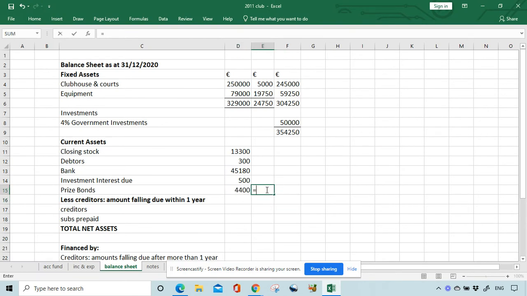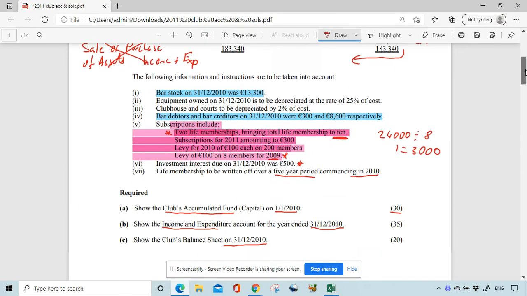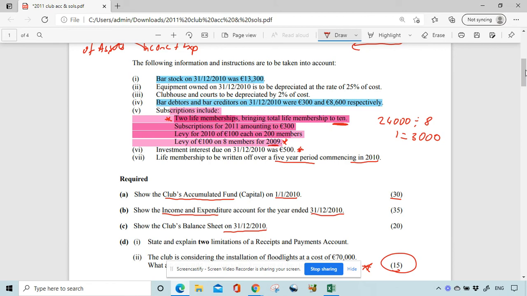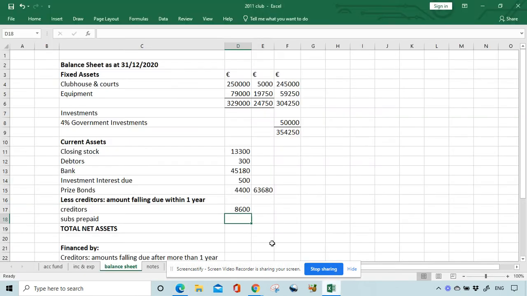So our total assets 63,680. We have bar creditors of 8,600, and we have subs prepaid. This subs prepaid is from the subs note here, €300. This is total creditors of 8,900.